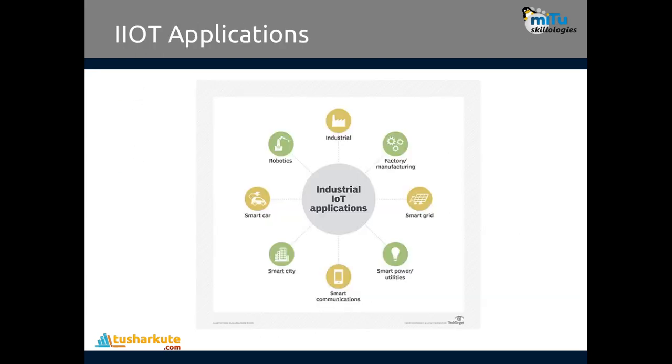Now, common applications where we can make use of IIoT in industries. Common industrial applications: in factory or manufacturing sectors, we can implement IIoT easily. Smart grid, yes, electricity applications, that is smart power and utility applications. Smart communications: in communication industries also, we have huge applications of IIoT where it can be implemented easily. Smart city, one of the current trends.